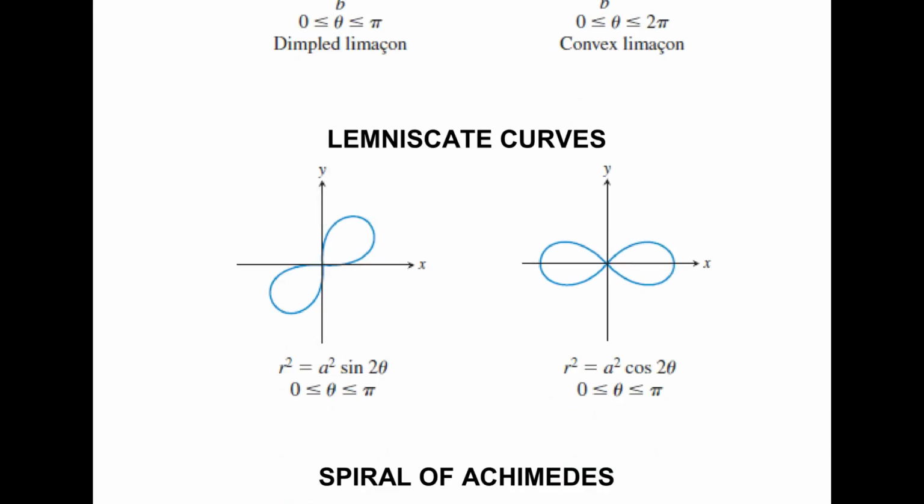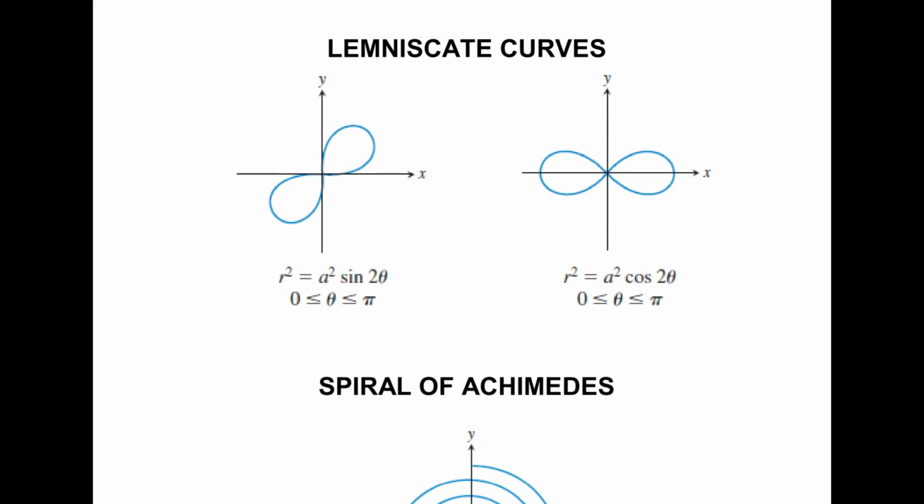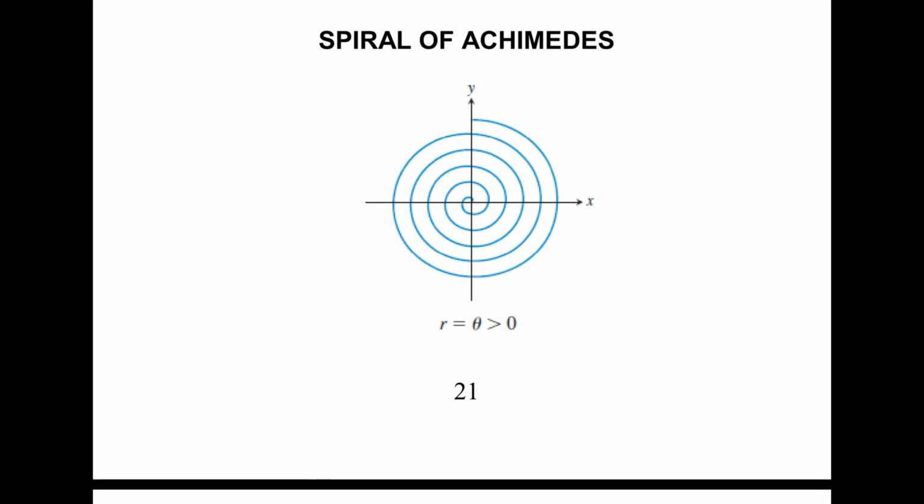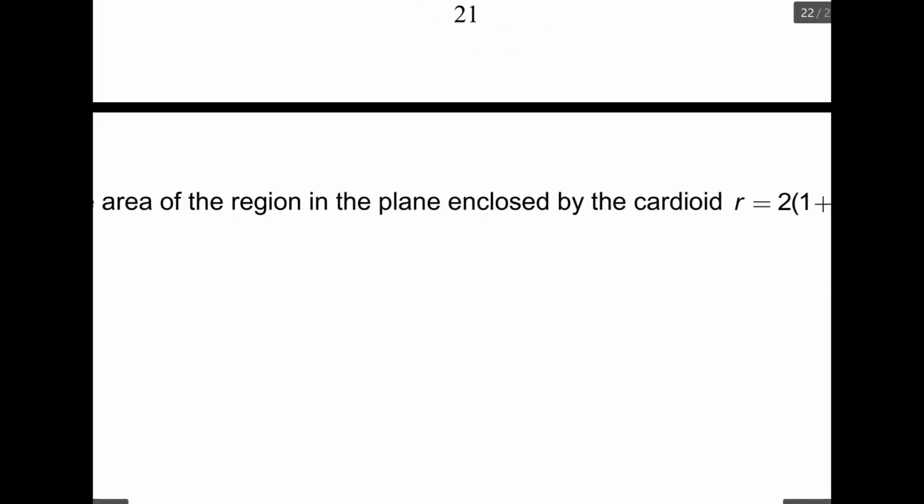Okay, and then lemniscate. Looks like infinity. And the spiral of Archimedes. Spiral of Archimedes is actually pretty cool. Okay, and then I think this is the last page of our notes. Find the area of the region in the plane enclosed by the cardioid r equals 2 times 1 plus cosine theta.